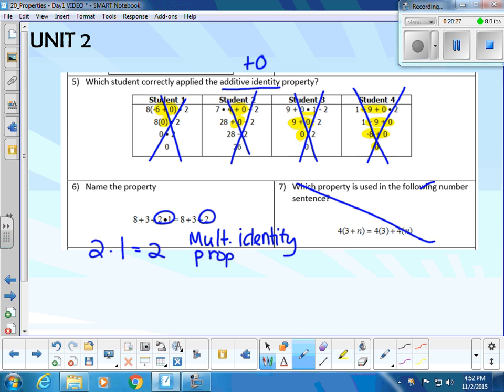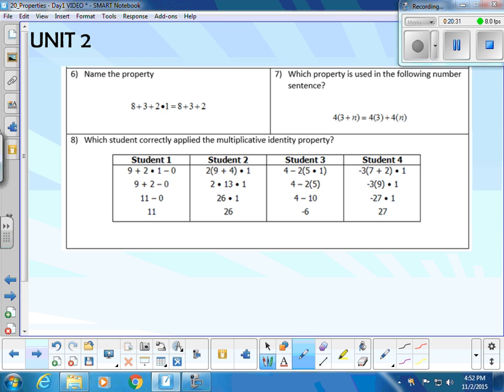We're going to skip number 7 because that's the one we're going to learn next class. I'm going to let you guys do number 6 on Edmodo. And if you look at number 8, it should say which students, because I will tell you there's more than one student that correctly applied the multiplicative identity property. So I want you guys to do 6 and 8 on your own, answer those in Edmodo, and I will see you guys next class where we're going to do some more fun property practice.